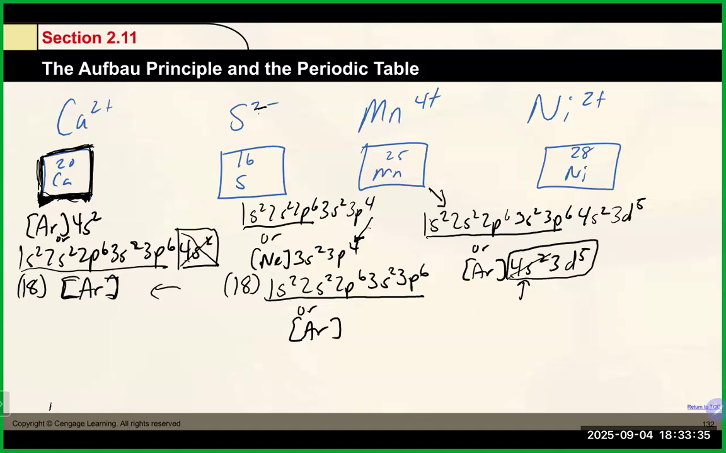We still need 2 more electrons, and the next highest after that will be our d, and we'll take 2 out of there. That should leave us with 3 d electrons left over at that point, right? Any questions on that one?